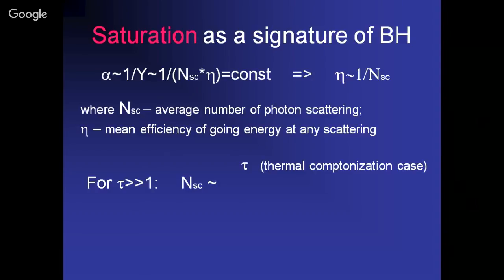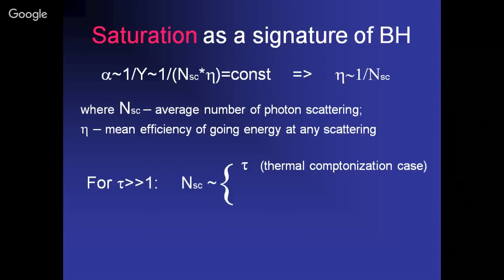But the comptonization parameter, which is derived, for example, in textbooks of Rybicki and Lightman, is for thermal comptonization. In fact, the comptonization parameter is the product of number of scatterings and efficiency. What is written here? Number of scatterings multiplied by efficiency. And what we see for black hole is saturation, it means it's getting constant.